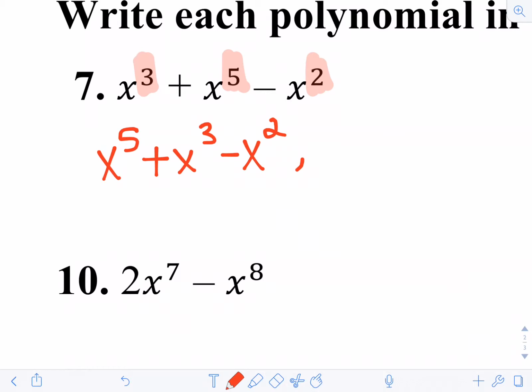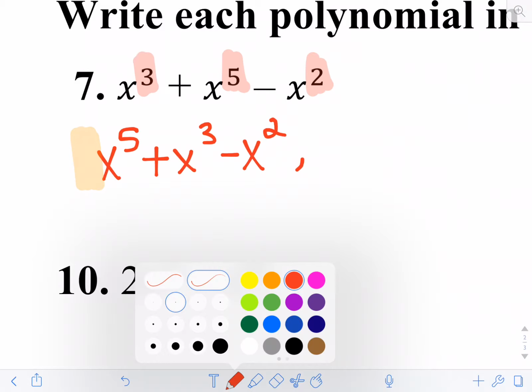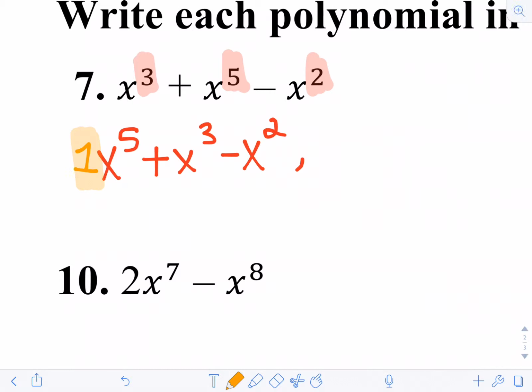Okay. Then it wants your leading coefficient. So your leading coefficient is the number that is in front of your first term. There's not anything written down. That's because you have your invisible 1. So my leading coefficient would be 1.